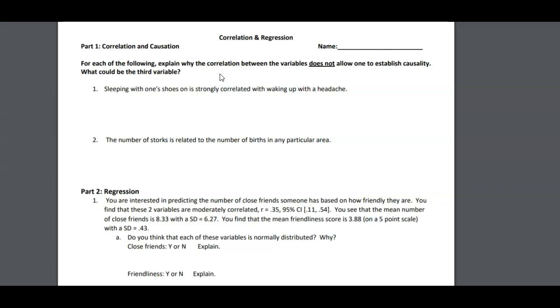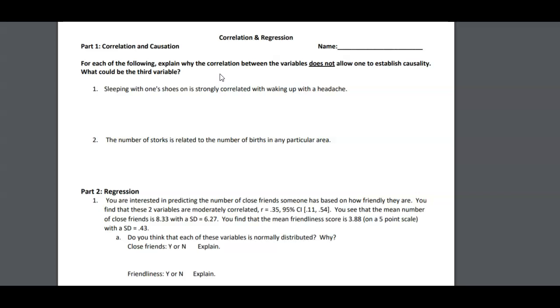So let's go ahead and explain this in terms of another example. So I'm going to say rates of eating disorders are related to use of social media in teenage girls. So I see there's a correlation between eating disorders and use of social media, right? So these two things are related, right? What could be another variable, another thing that's related to these two things, eating disorders and social media, right?